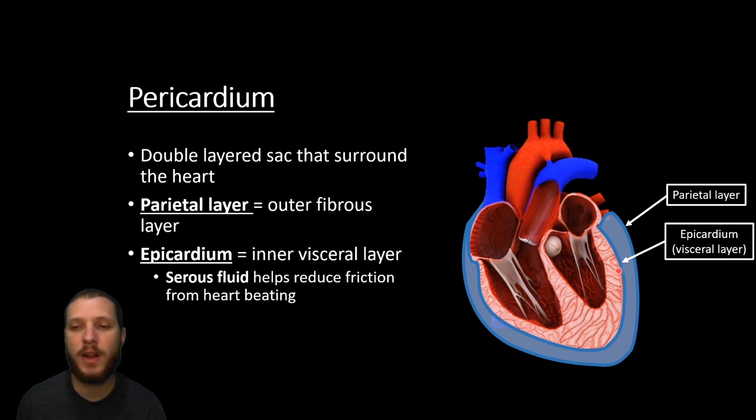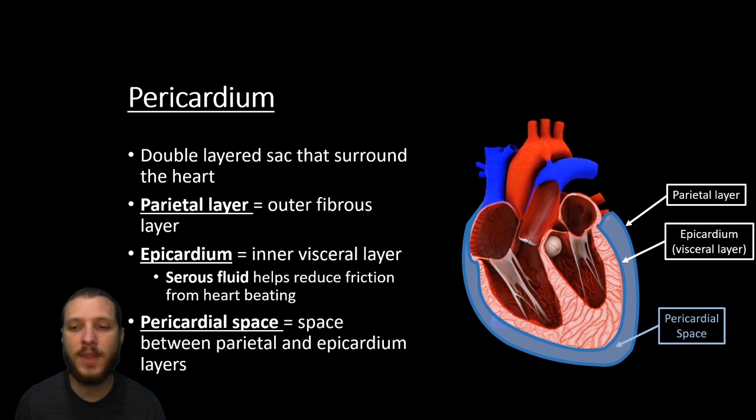And between the heart and this epicardium, we're going to find serous fluid. That's going to be like a lubricating fluid that prevents the buildup of friction or heat. Because that heart's constantly beating, it's going to create friction as it rubs up and down. And it's the job of serous fluid to reduce any buildup of heat. And then in between the parietal and epicardium, we're going to have the pericardial space between the two layers.